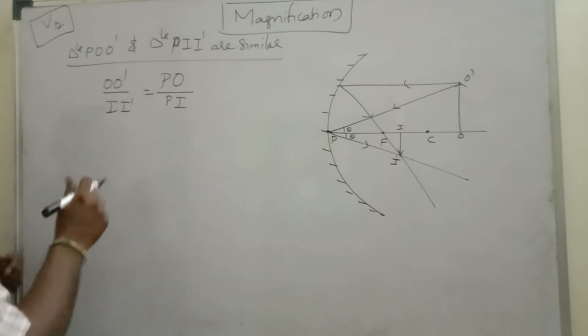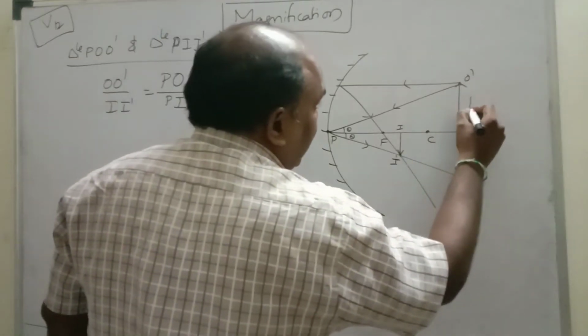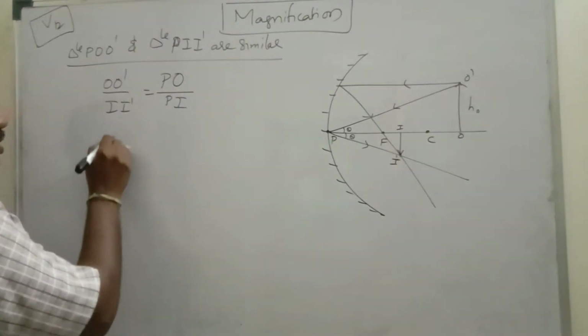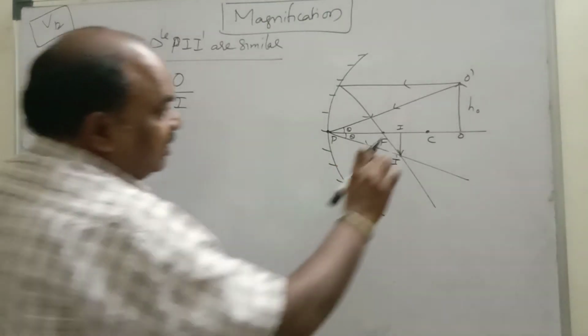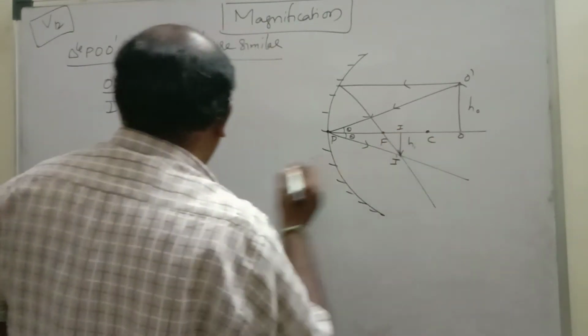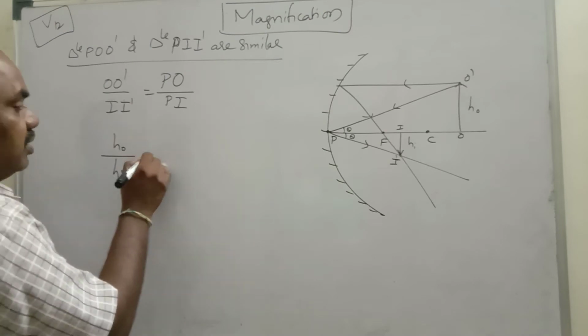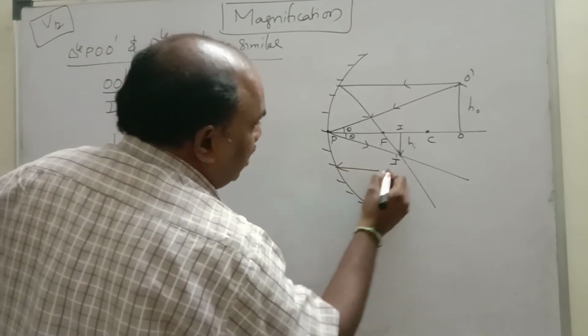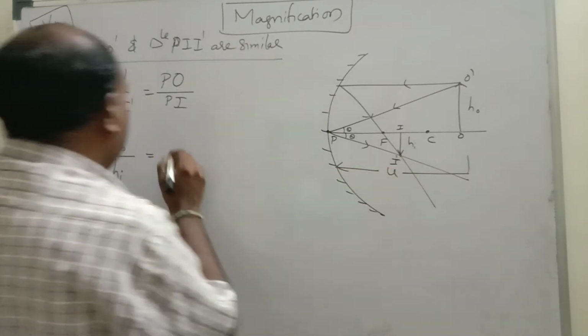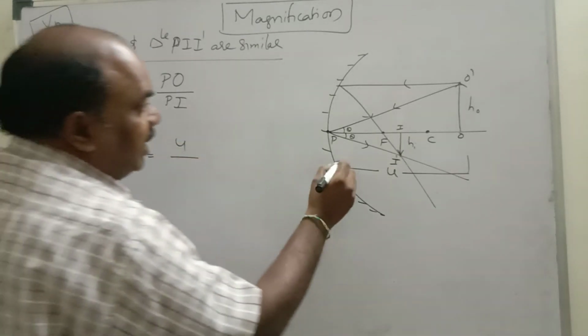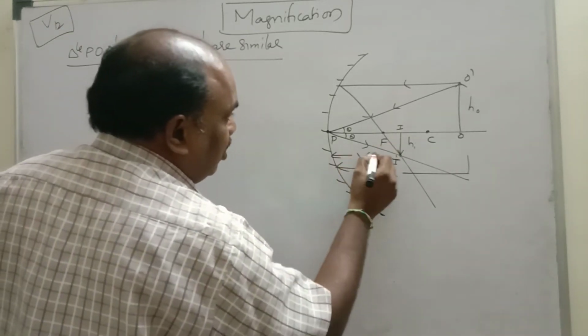This is it now. O dash. What is O dash? This is nothing but h naught. Substitute h naught. What is I dash? I dash is hi. This is hi. This is equal to pole to object. Pole to object, the distance is the object distance u. Pole to image is nothing but v, denoted by v.